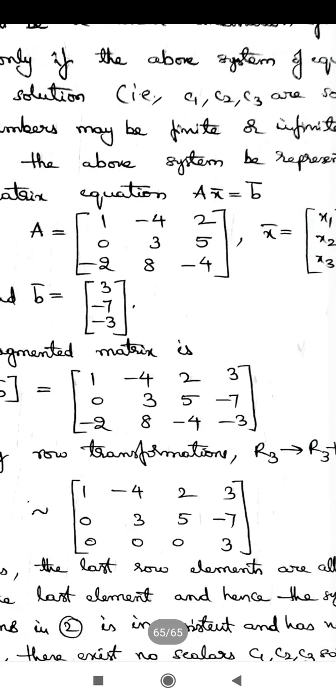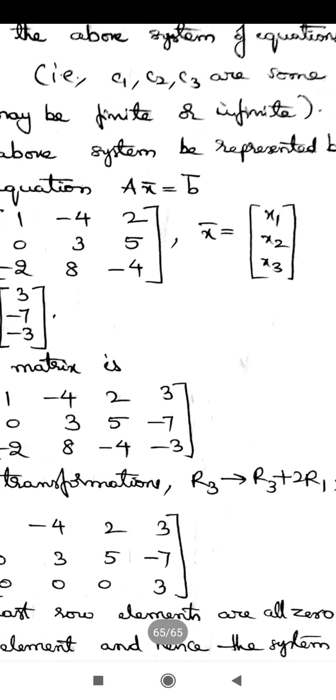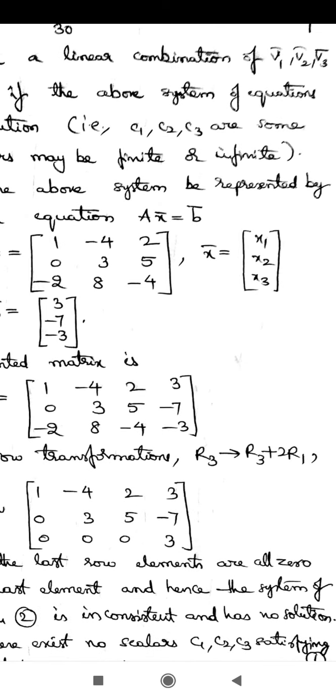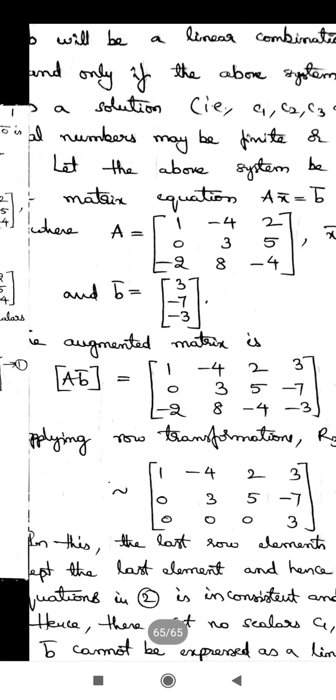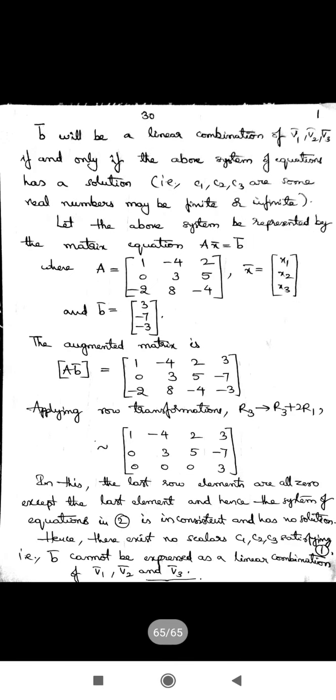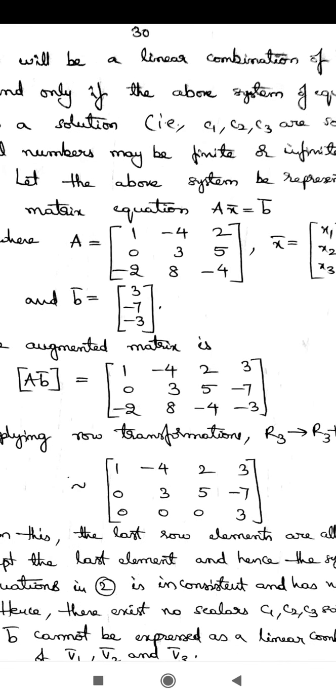The row operation I want to make is to change R3 as R3 plus 2R1, and I want to do this operation to make the last row zeros. When we do this row operation, the augmented matrix transforms to the new matrix of the form 1, minus 4, 2, 3; 0, 3, 5, minus 7; and the last row is 3 zeros and 3.